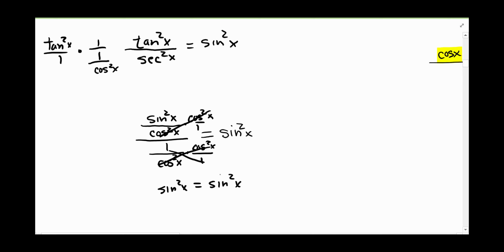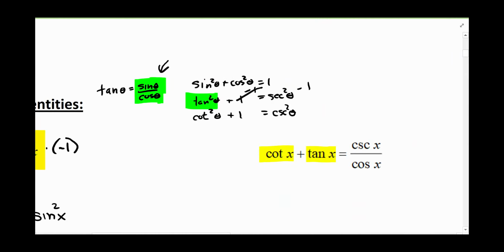But remember, at the very beginning we multiplied everything by negative 1. We have to multiply everything by negative 1 again, because we have to put it back in its original form. So we have negative sine squared x is equal to negative sine squared x. Check.